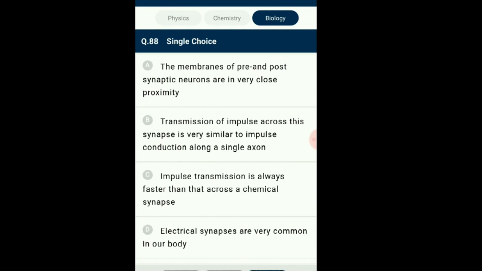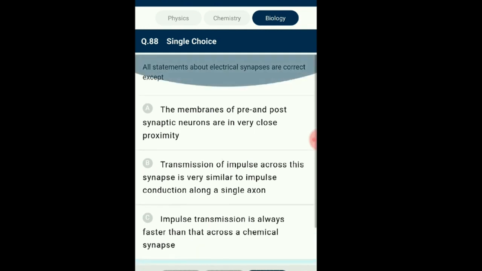Transmission of an impulse across electrical synapses is very similar to impulse conduction along a single axon, and it is faster than that across a chemical synapse. Electrical synapses are rare in our system. So the answer for this question is option D. Electrical synapses are very common in our body, so that is the incorrect statement.